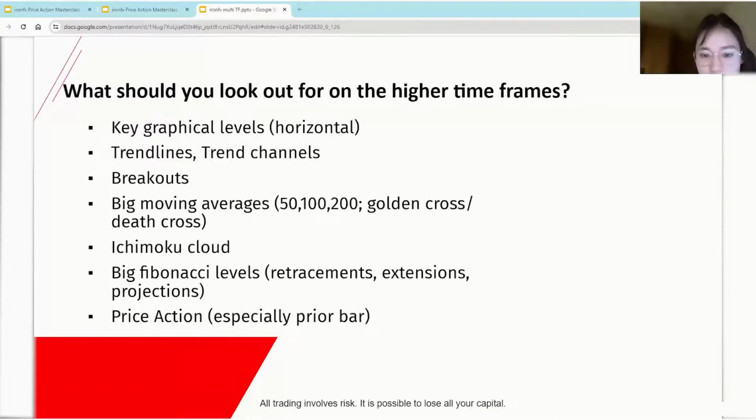Let me just answer some of the questions now. I can show you how to set up Ichimoku in a little bit. What is a super trend indicator, and does it work on MT4?